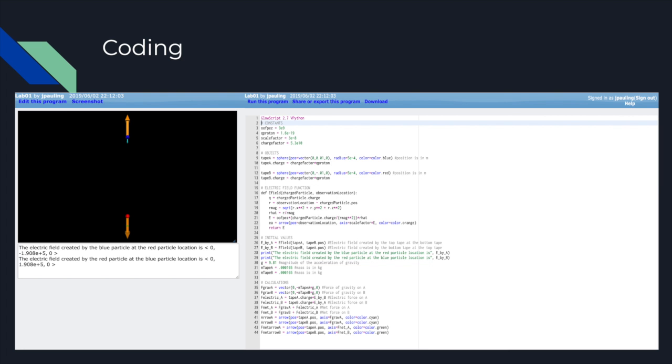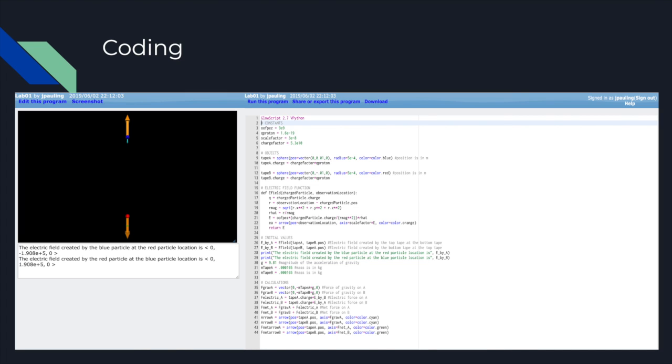On this coding slide, you can see how the force diagram is shown for both charged particles. The orange arrow represents the electric field created at that location by the other particle. The cyan arrow represents the force of gravity on each charged particle, and the green arrow represents the net force on both particles. Notice how on the blue particle there is no green arrow because the sum of forces on that particle is equal to 0.